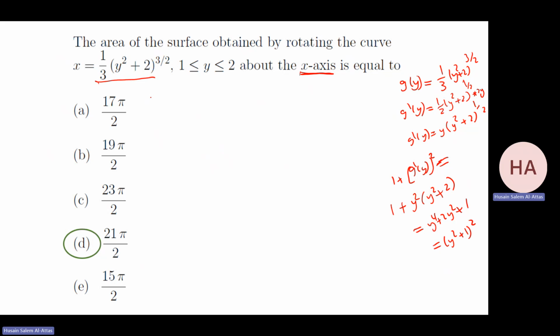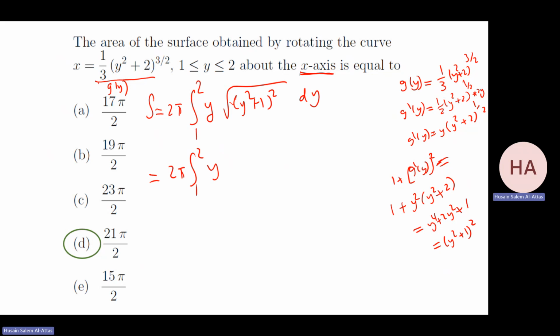So I have now S will be 2 pi. These are the y values, this is g of y. I need the things in terms of y, from 1 to 2, y, since it's about the x-axis, the square root of this, dy. So that will be 2 pi integral from 1 to 2, y, no need to change it, cancel, that will be y squared plus 1 dy. That will be 2 pi, right away, y cubed, that will be y to the power 4 over 4, plus y squared over 2, from 1 to 2.